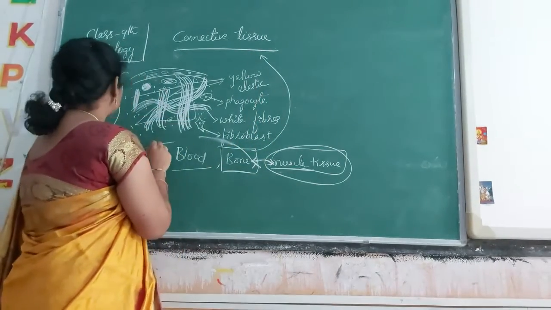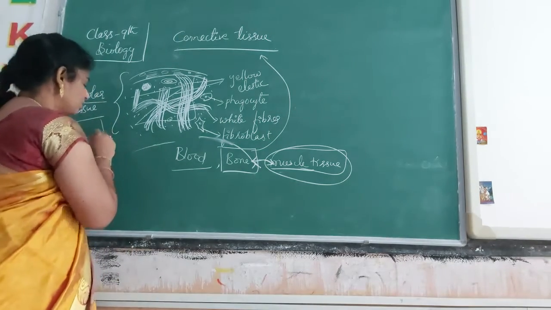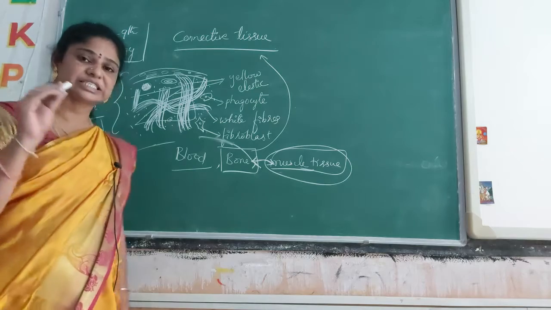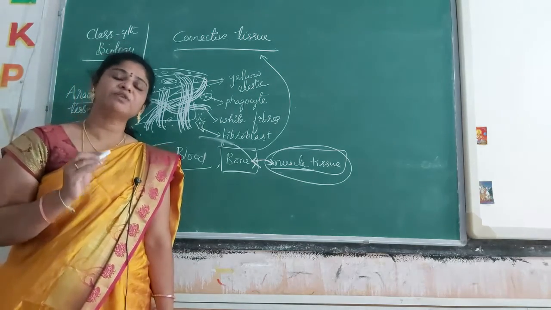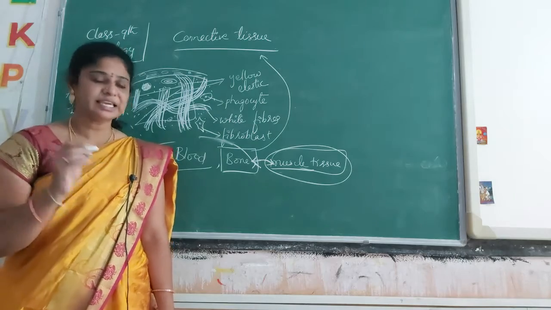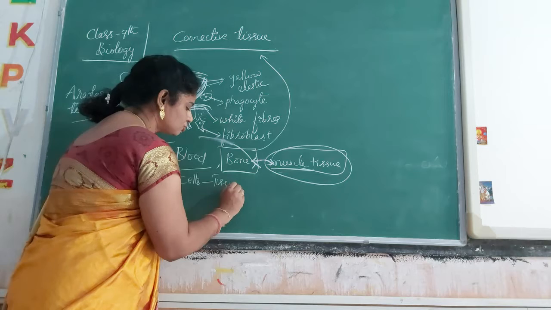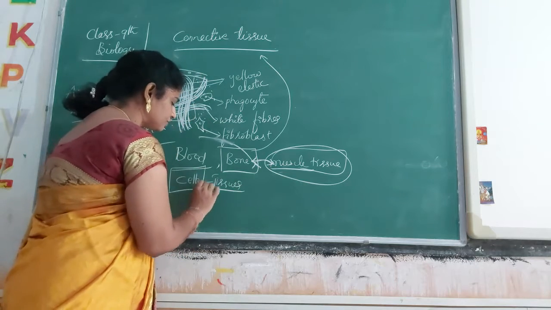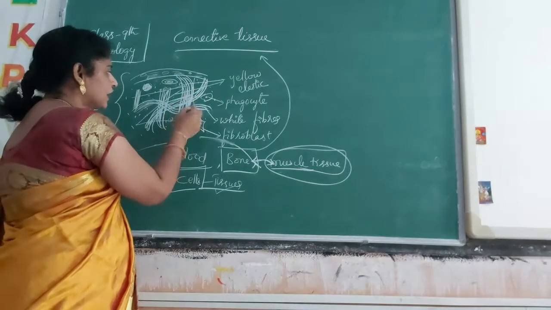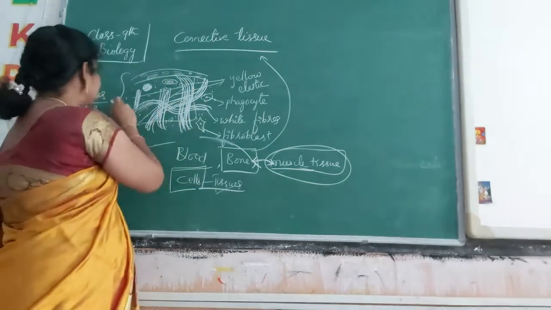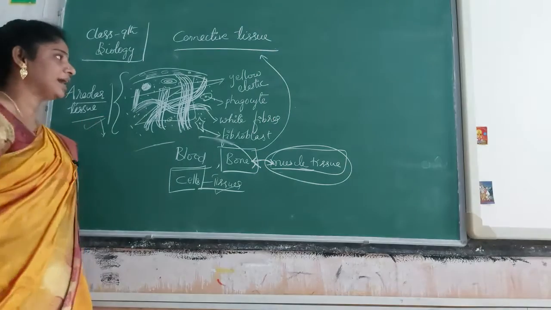Now in connective tissue we have areolar tissue. This is a connective tissue composed of a number of cells. A number of cells will give rise to tissues, as you know very well. Here a number of different types of cells are embedded in a single tissue, called areolar tissue.